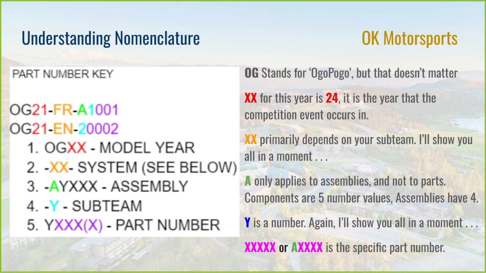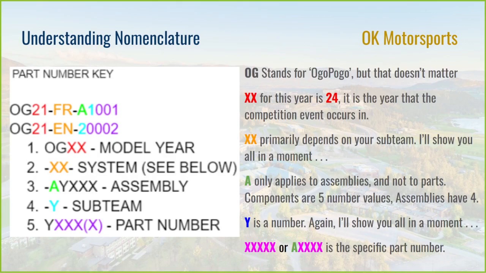Then the next number, the two X's that designate the year. So last year, the competition happened May 2023, so the number was 23. This year, it's May 2024, so it's gonna be 24. The orange is what subteam it is. FR is for frame, EN is for engine, SU is suspension, BR is for brakes. There's a bunch of them I can show you in a second.